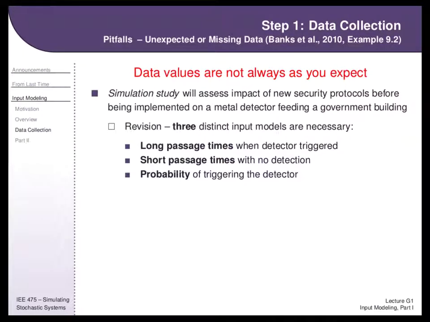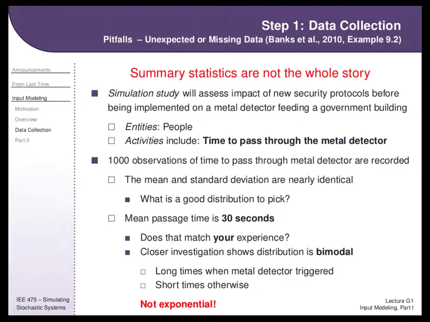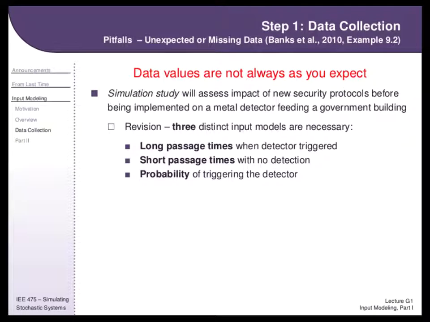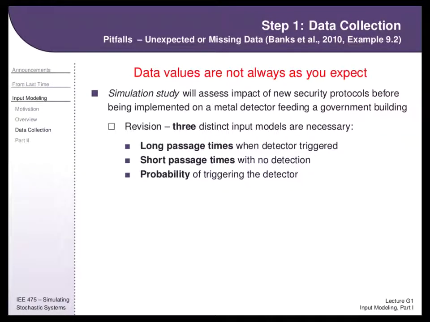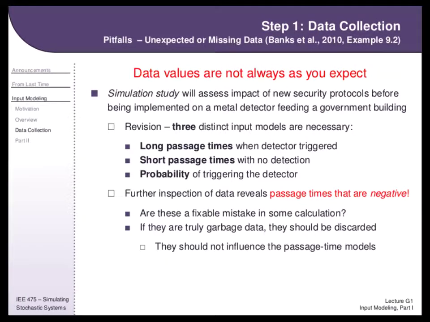All right, so security protocols. So we're going to make a revision. This is getting at the idea of how we deal with this. So our revision is we update our model. Here we indicated that when I had one service time, I could not model it as a single exponential. And I don't have any bimodal service times in my catalog of things that I know how to simulate. So I am going to throw away this model and adjust the model structure. So now I have three distinct input models. I have long passage times that I have to model. I have short passage times that I have to model. And I have a probability of which one you get. So now every entity is going to go in, and then that entity is either going to be sent off into one distribution or the other.